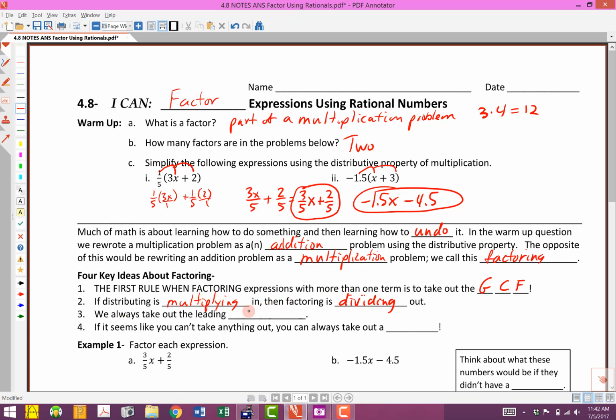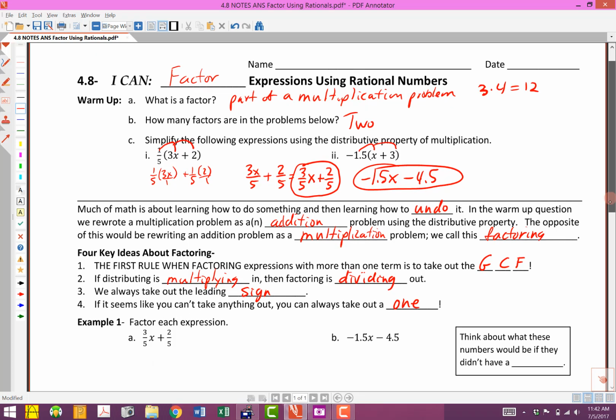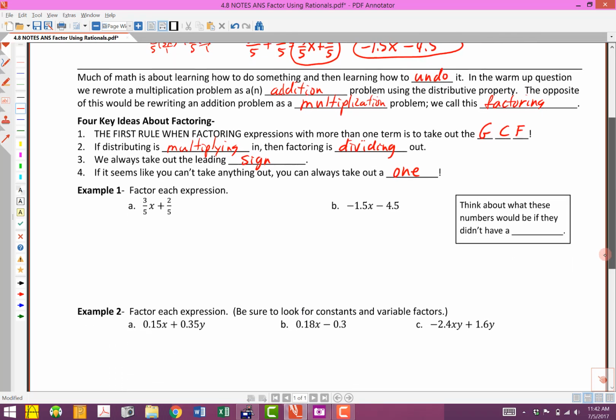We always take out the leading sign. So if it starts off with a positive, we're going to take out a positive. If it starts out with a negative, we're going to take out a negative. And if it seems like you can't take anything out, then you can always take out a 1. 1 is a factor in any multiplication problem. So if you don't think you can take anything out, you can always take out a 1.